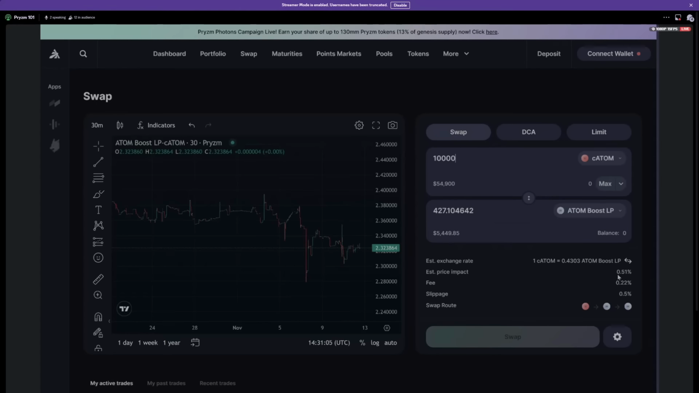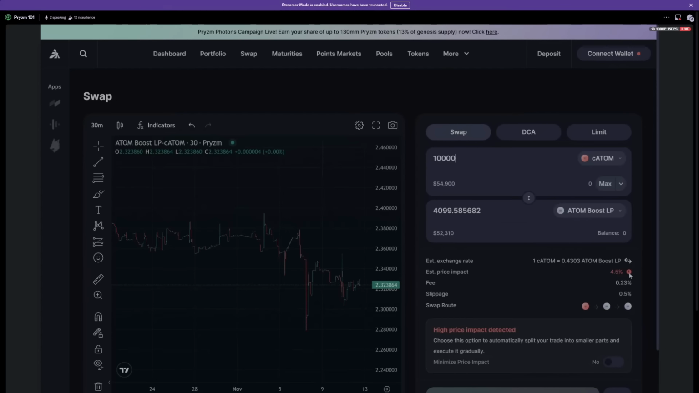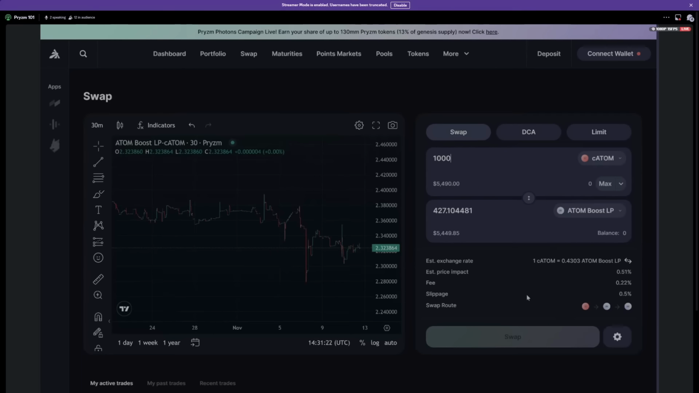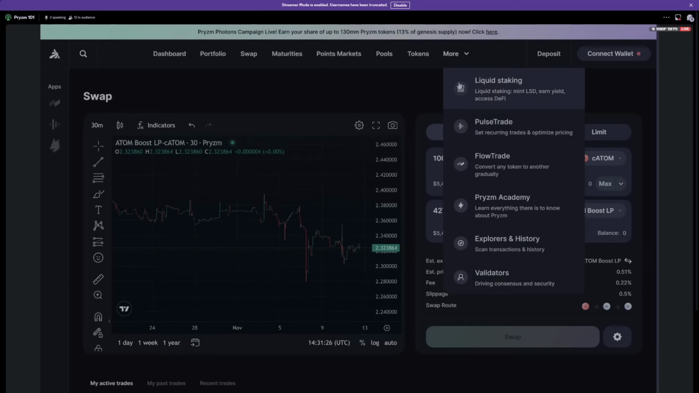But say you're a whale and you want to do 54,000, then your price impact is 4.5%. You're actually better here doing a DCA. But we've now got to a stage where the price impact's actually very small for most normal people. So you can do what we said here with your liquid staking and instantly convert your atom, your atom delegated on the Cosmos Hub, to liquid staked atom.